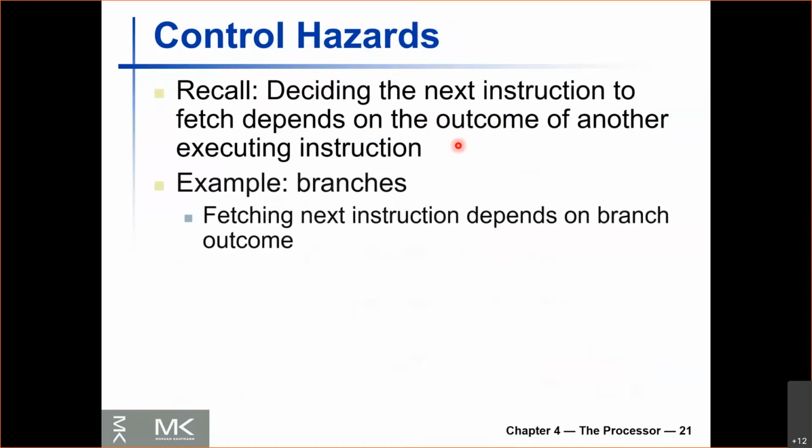For example, branches, right? When you have a branch, it takes a while to execute. You need to fetch the branch instruction, decode it, get the registers, compare them, and calculate the target address of the branch. All of that takes time. So fetching the next instruction depends on the branch instruction, and we cannot proceed before resolving the branch.